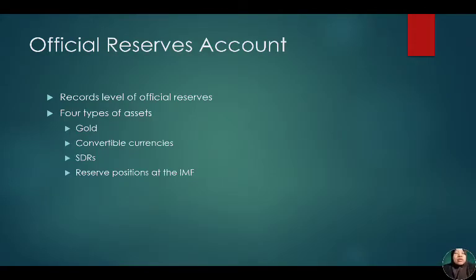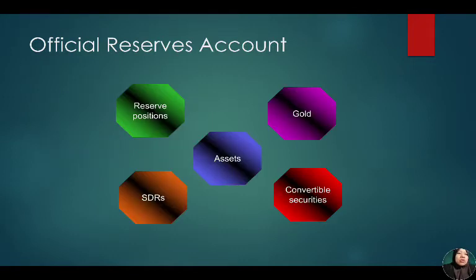The third one is the official reserve account, where we have four types of assets. Remember in Bretton Woods, they have gold, convertible currency, SDR and reserve position at the IMF. So this is all under account number 3, which is the official reserve account.